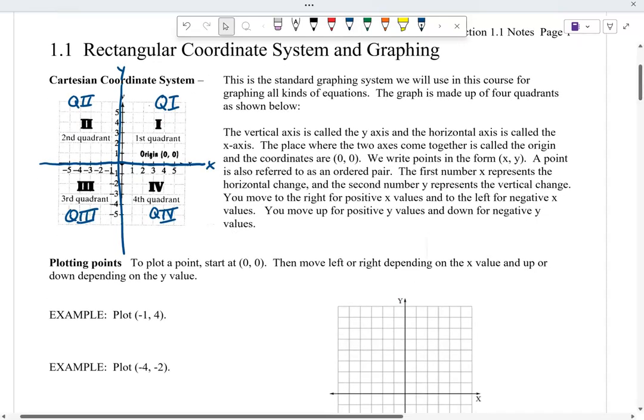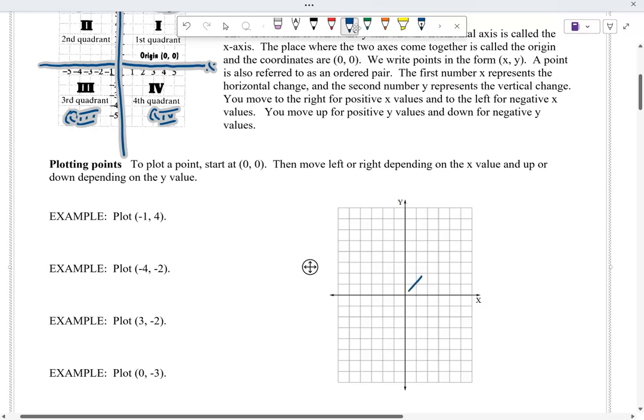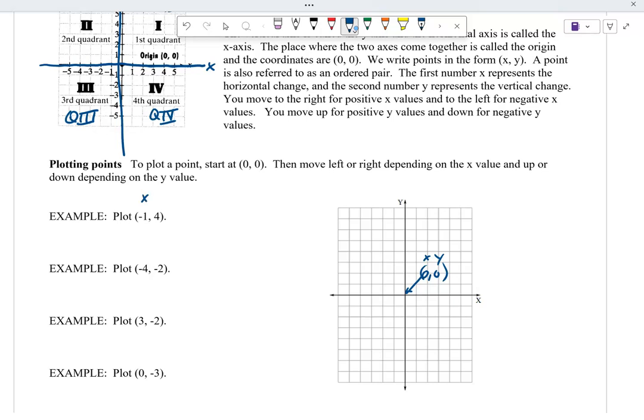We're going to go ahead and plot some points. The origin right there is (0, 0). That's our x and that's our y. So if we're plotting the point (-1, 4), that x value is telling us, if it's negative, then we're going to go left of the origin 1, right? And that +4, that's the up and down. So the x is right or left, the y is up or down. So we're going to go left 1, and then we're going to go up 4. And that's from the origin. So left 1, up 4, and we're going to name it (-1, 4).